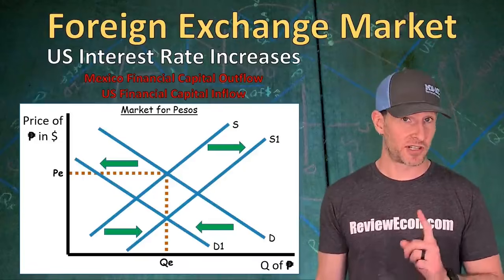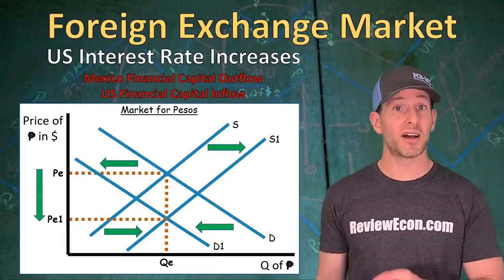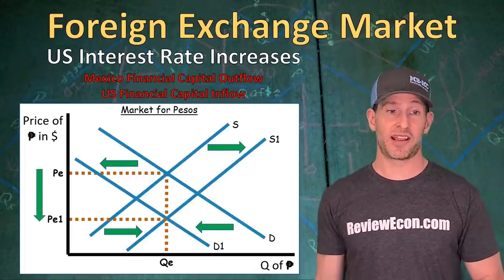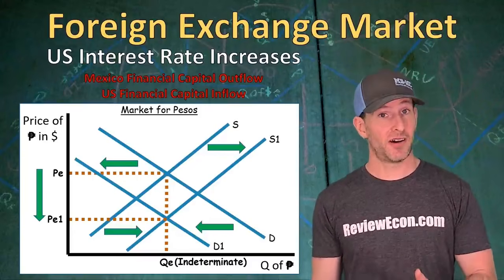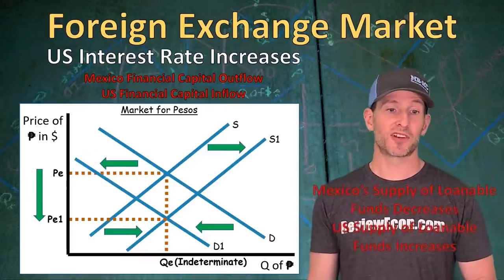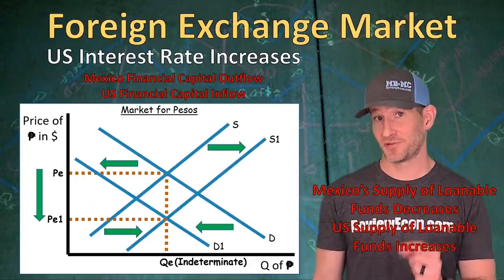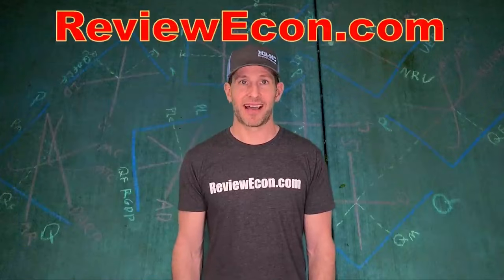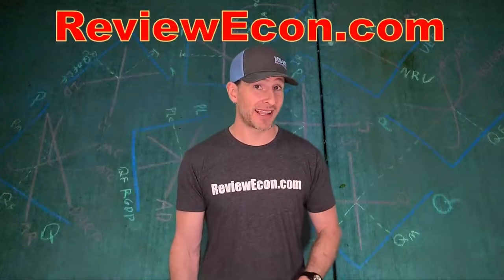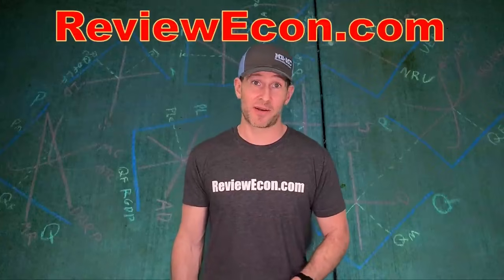That double shift is going to drive that exchange rate downward, causing the Mexican peso to depreciate. The quantity here is indeterminate. Also, a little side note, the supply of loanable funds in Mexico would decrease and the supply of loanable funds in the United States would increase. Whoa, there you have it. Those are all the graphs that you are likely to see on your AP macroeconomics exam.